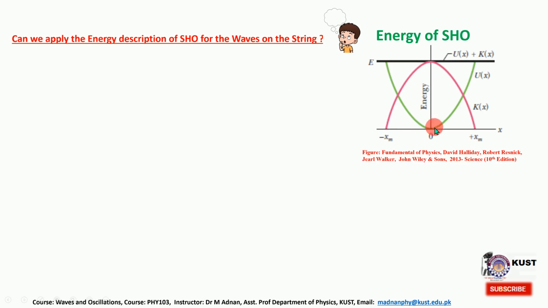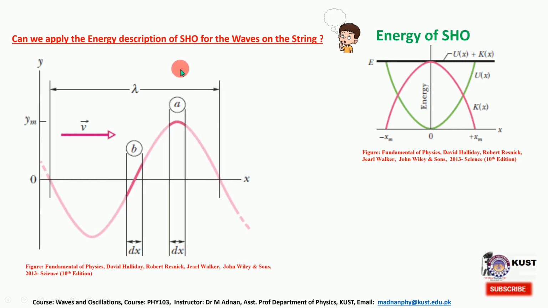If you remember, in our previous lecture, we discussed how the kinetic energy and the potential energy vary for the harmonic oscillator, such that their total energy is the sum of the two, and that remains constant. So the question is, can we use this description for waves on a string? To start with, let's say we have this wave traveling along the positive x direction, having wavelength lambda as marked, and we have these random positions A and B on that string, having small length.